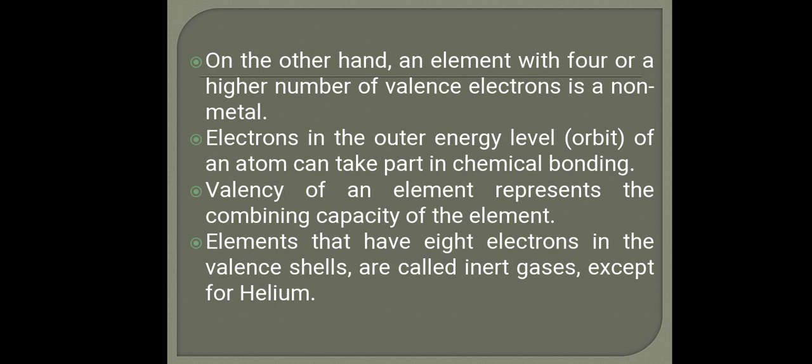Electrons in the outer energy level orbit of an atom can take part in chemical bonding. Valency of an element represents the combining capacity of the elements. Elements that have 8 electrons in the valence shell are called inert gases, except for helium.